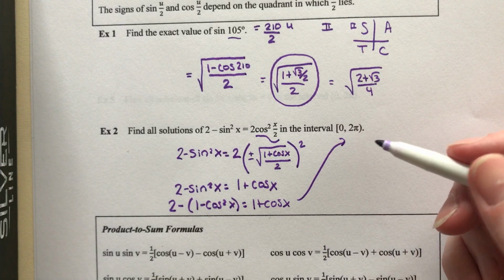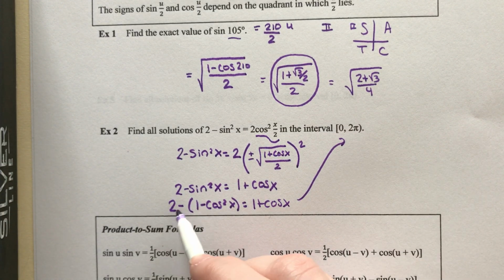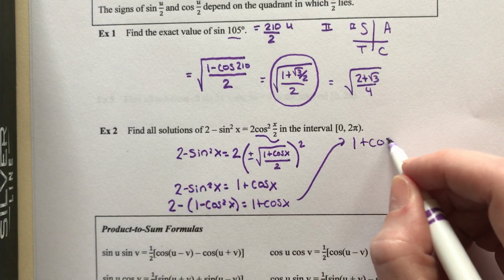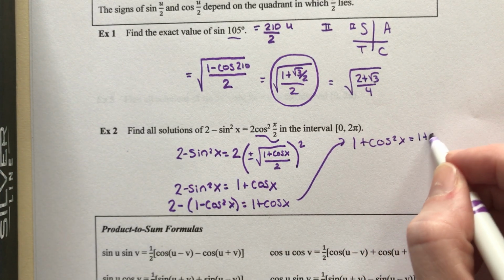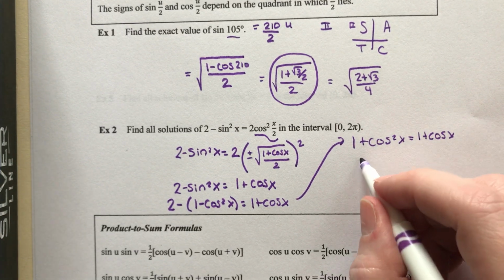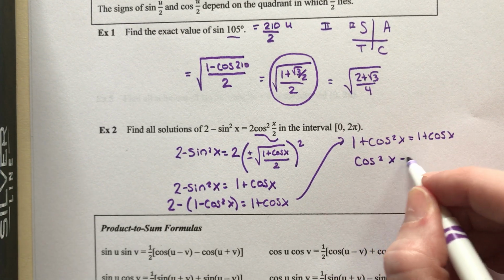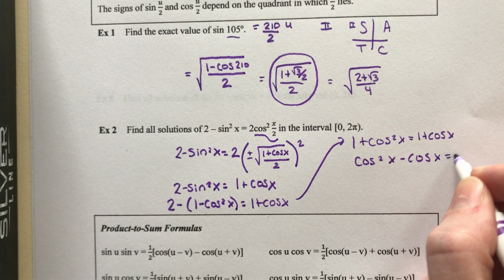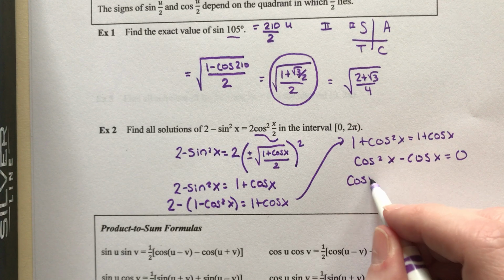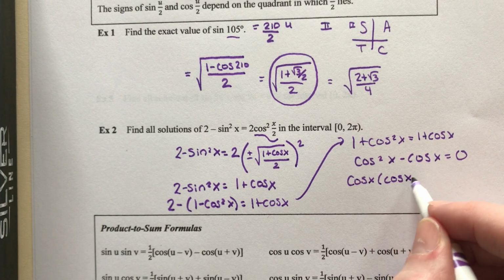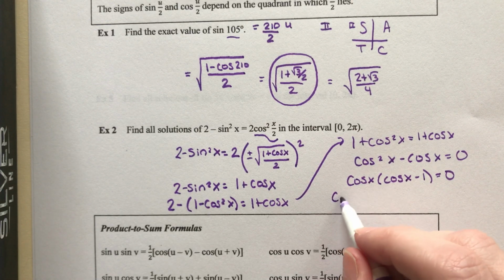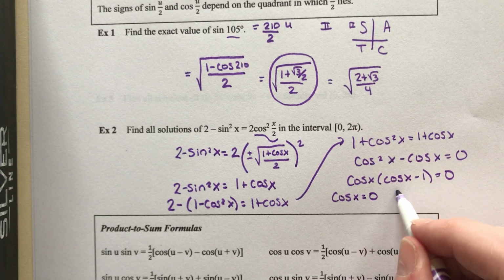Okay, so next I'm going to simplify here. So this is 2 minus 1, so that's 1, and then plus cosine squared. The 1's now cancel. I'm left with cosine squared minus cosine, if I move everything to one side, equals 0. Now I can factor out a cosine. And just like we solved trig equations, I'm going to set both of these equal to 0 and solve.